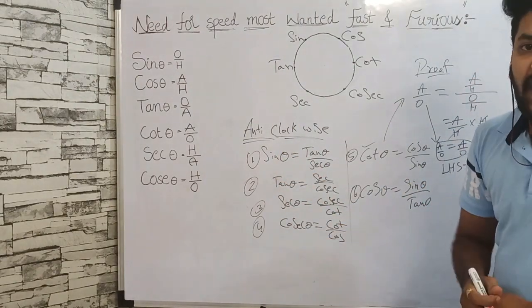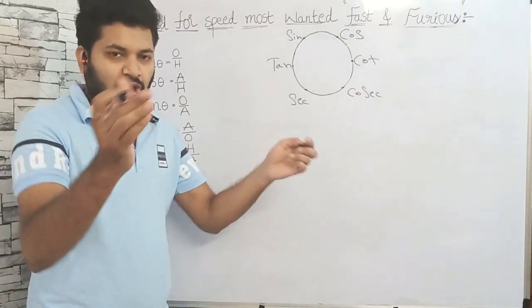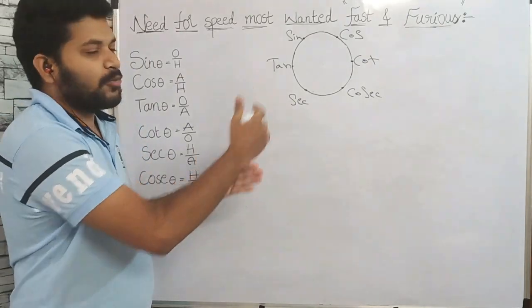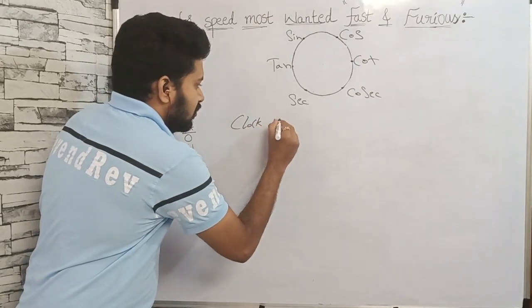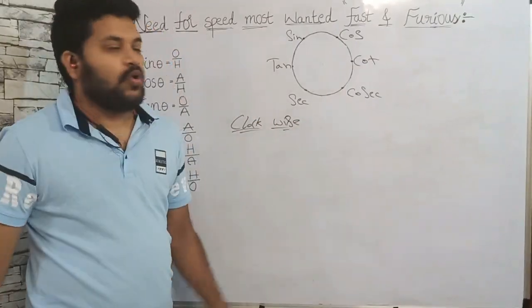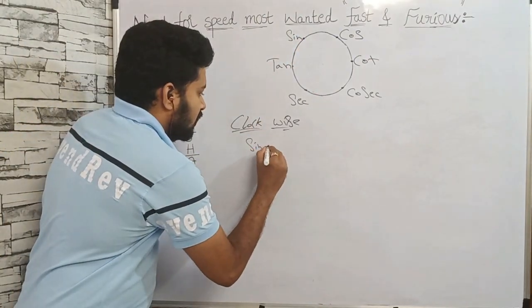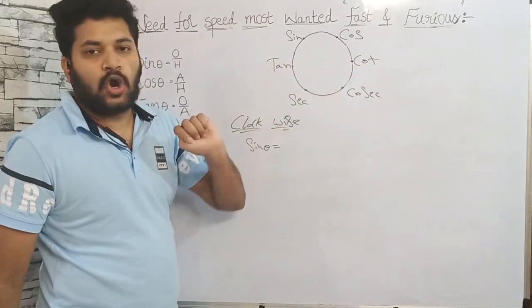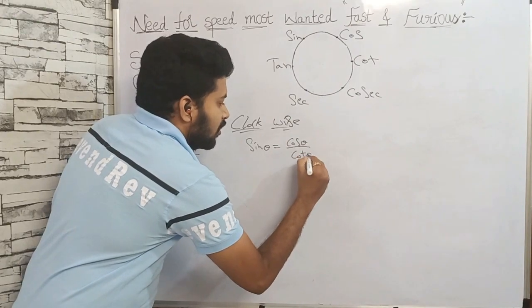And now we are going to start clockwise. We are done with anti-clockwise, so you remember all the formulas. Now let us start clockwise. Let us start with sine. Sine theta is equal to, immediately after sine we have cos and cot. So cos theta by cot theta.